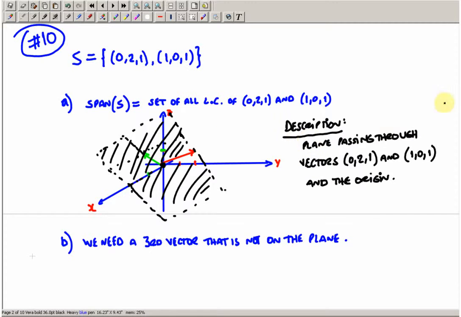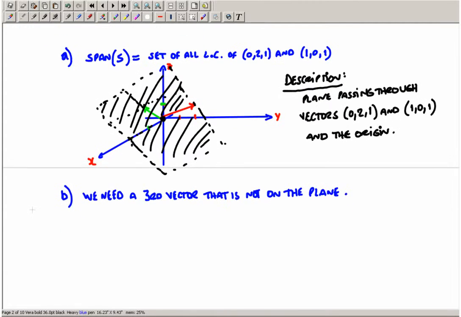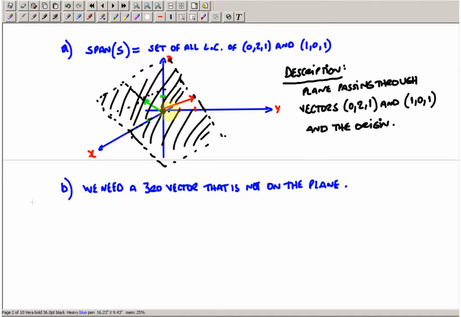Well, we've done this type of thing in class. You can pick a vector that is orthogonal to the plane. You can find that by the cross product. Or you can perhaps do a little bit of trial and error.